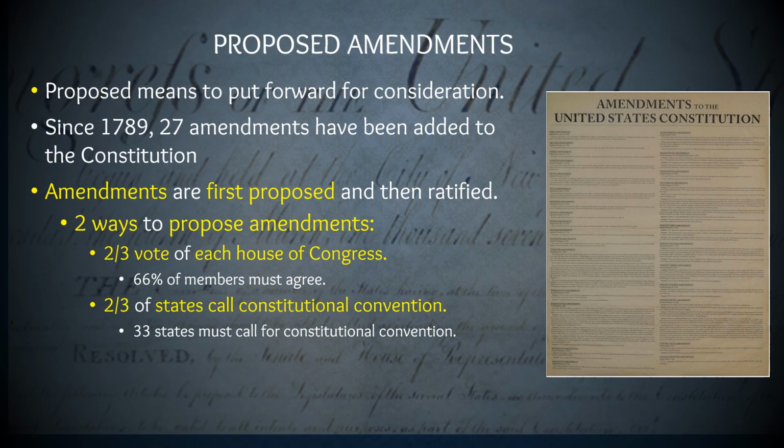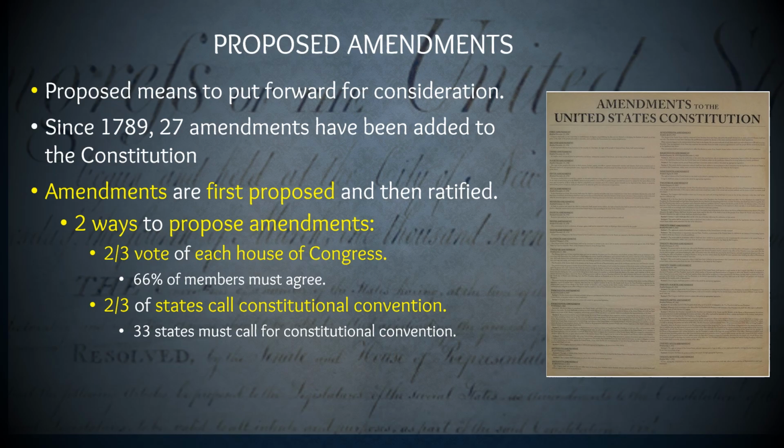So there are two ways to propose an amendment. You would have to propose it, put it forward within Congress, so within the legislative branch, and that amendment has to be approved or agreed upon by a two-thirds vote within each House of Congress. So basically, 66% of the members in both the House of Representatives and the Senate have to agree to it.